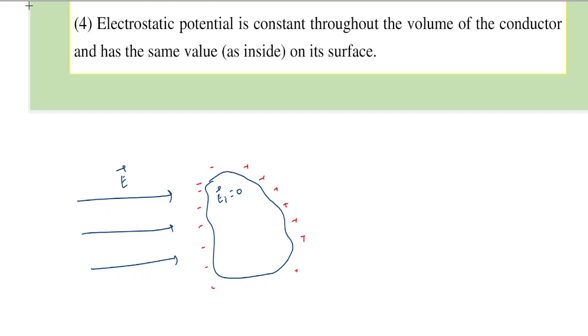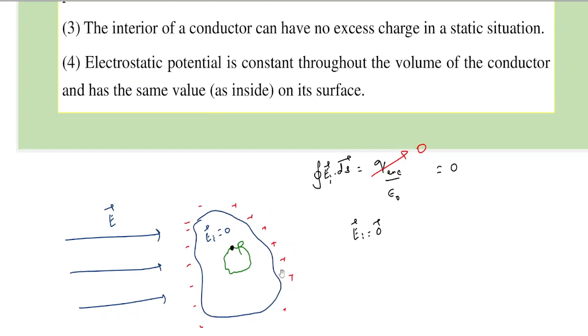That is, the field inside would be zero. To understand it better, we can think of a random point P here. If we draw a Gaussian surface around this point P, then from Gauss law, the integral of E dot dS is equal to Q enclosed by epsilon naught. This surface doesn't enclose any charge, so this term is zero. That implies that E inside is equal to 0. So the electric field inside the conductor is 0 in static condition.